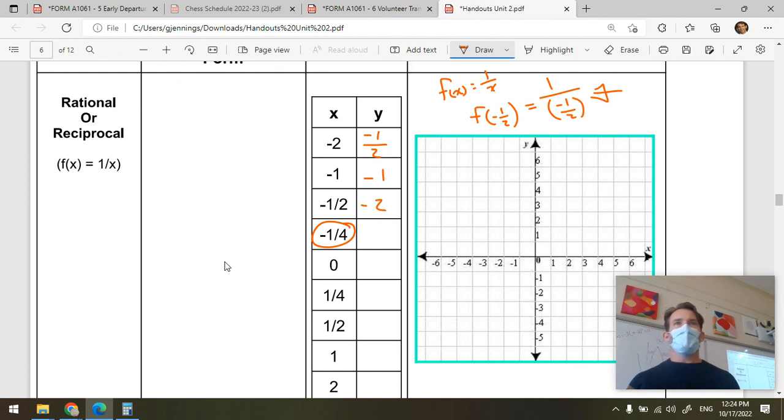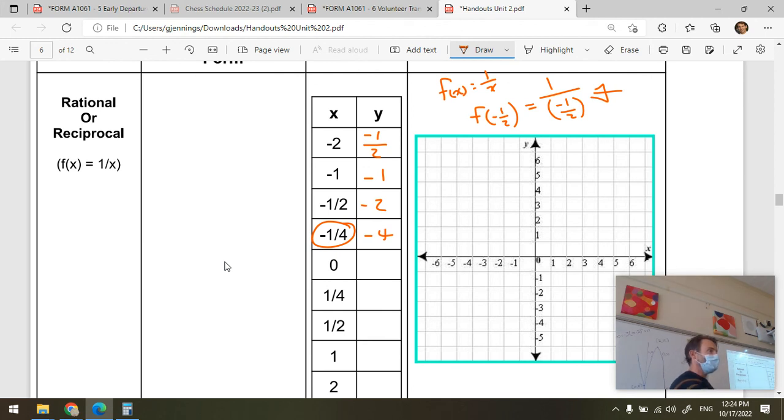1 divided by negative a quarter. Negative 4. Good. You just take the bottom and flip it to the top. It's just flip the fraction every time. Flip your input into its reciprocal. That's all. 0. What? You can't be 0.